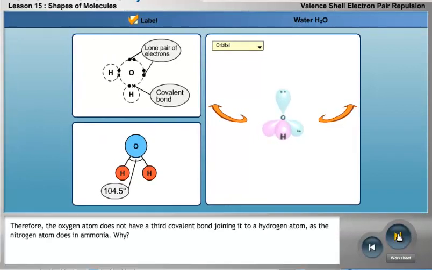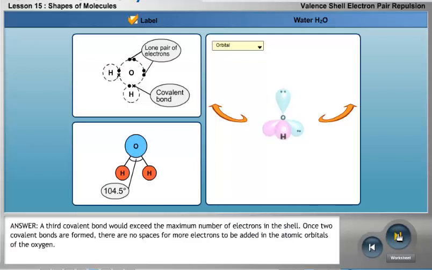Therefore, the oxygen atom does not have a 3rd covalent bond joining it to a hydrogen atom, as the nitrogen atom does in ammonia. Why? Answer: a 3rd covalent bond would exceed the maximum number of electrons in the shell. Once 2 covalent bonds are formed, there are no spaces for more electrons to be added in the atomic orbitals of the oxygen.